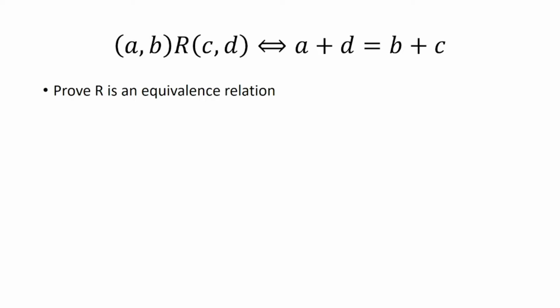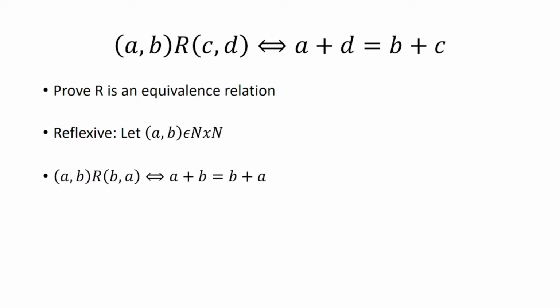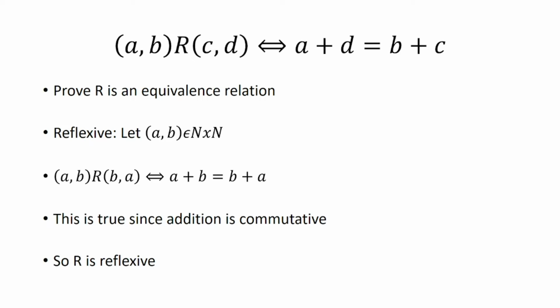Okay, now let's prove R is an equivalence relation. Let's consider A and B to be natural numbers. So let's first look at the reflexive property. Let's look at (A, B) and (A, B). If we plug it in, we get A plus B is equal to B plus A. Well, this is true because addition is commutative. So R is reflexive.